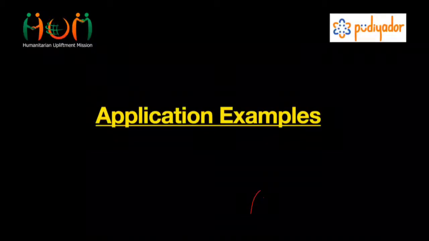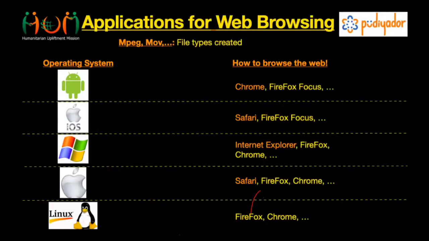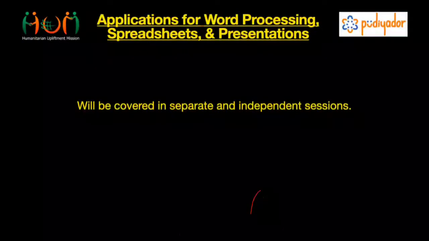So I will quickly run through application examples. We already looked at web browsers, what kind of applications you use for web browsing. We looked at word processing, spreadsheets, and presentations. These are the Office applications. We are not going to talk about them in this session. We are going to have a separate session of one hour plus on word processing, another separate session on spreadsheets where we are going to teach you how to use it, then another separate session on presentations where we are going to teach you how to use it.